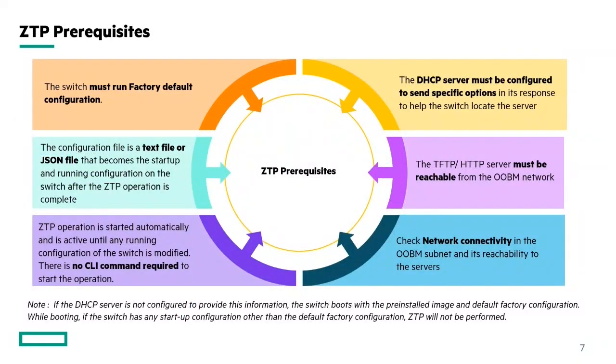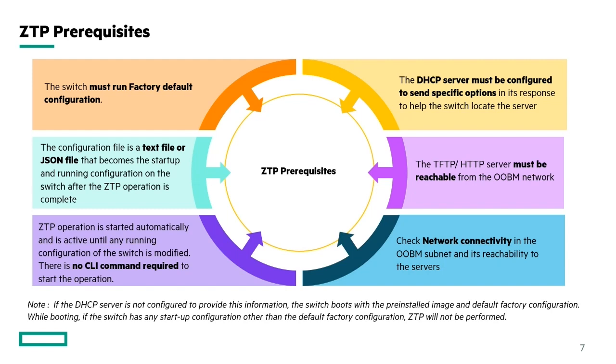So let's have a quick look at the prerequisites for ZTP. The switch must run the factory default config for ZTP to activate. Any pre-existing startup or running configuration disables ZTP automatically, so that is to be taken care of. The config file should be a text file or a JSON file on the switch. ZTP begins automatically upon the switch boot up when prerequisites are met, so no CLI commands are required to initiate the ZTP process.